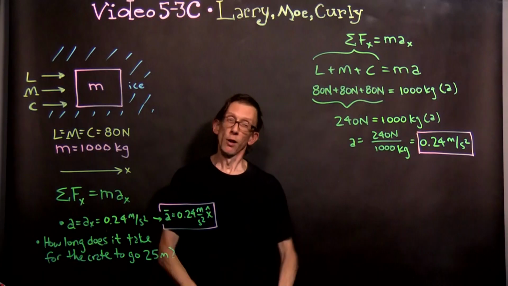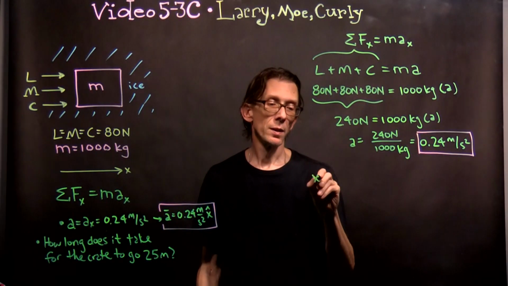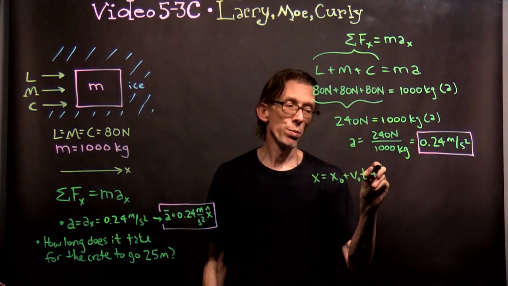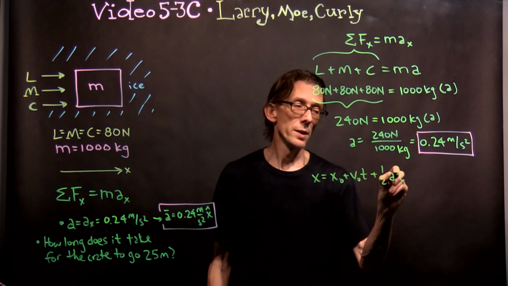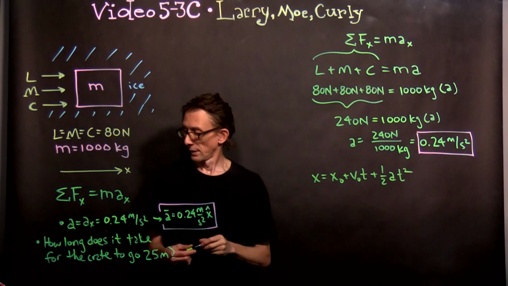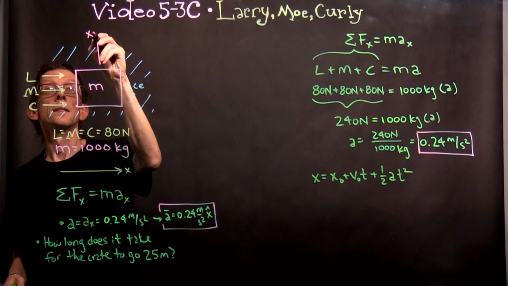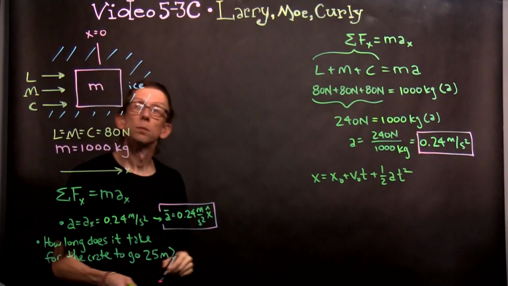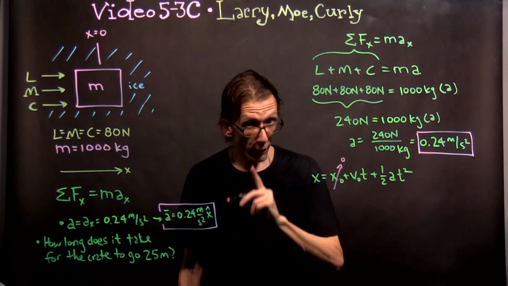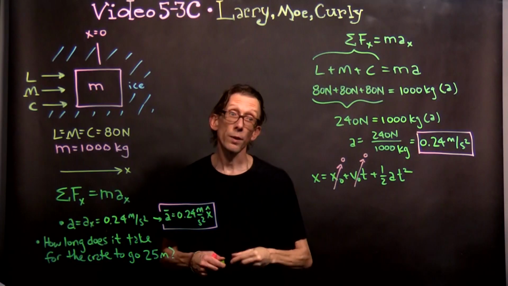Equations of motion from before. Number 2, x equals x naught plus v naught t plus 1/2 at squared. If we say that we start at x equals 0, that'll go to 0. V naught, starting from rest, 0. And so we can solve this for t.